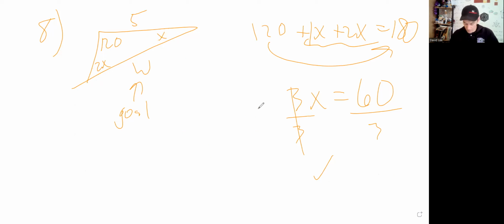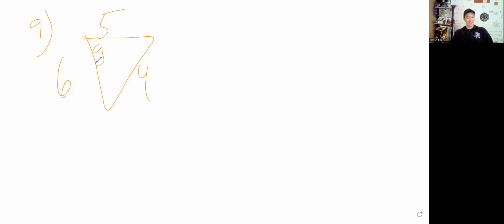Let's look at number 9. Solve for G. We have 6, 5, 4, and we have G. Law of cosines. You've got 3 sides, so you're probably going to use law of cosines if you're trying to find some angle. Use law of cosines to find G.